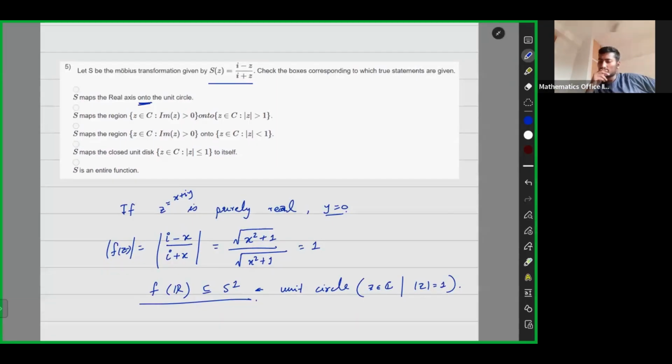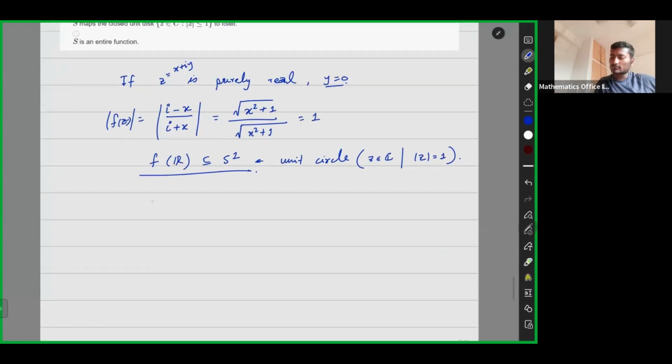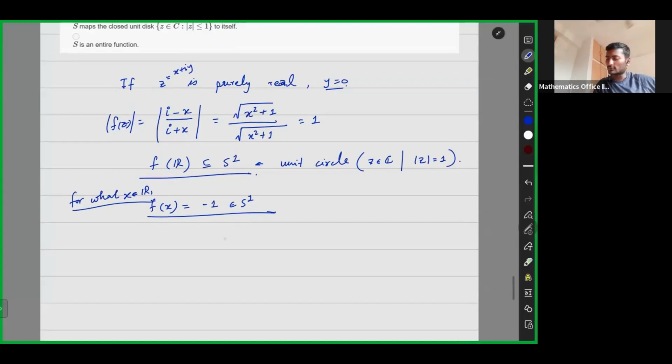To show that it is not onto, it is enough that there is one point inside the circle which is not in the image, whose pre-image is empty. Okay, so for what x is f(x) equal to minus 1? Minus 1 belongs to S1. We are asking for what x inside R is f(x) equal to minus 1. This is your question.